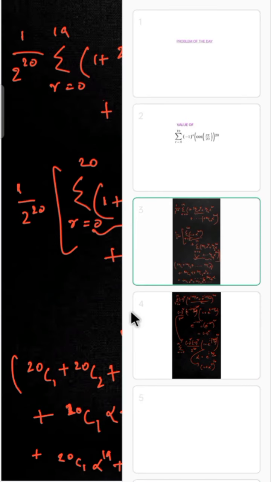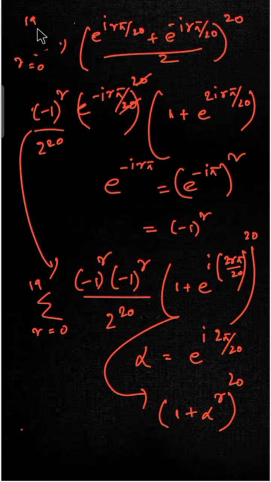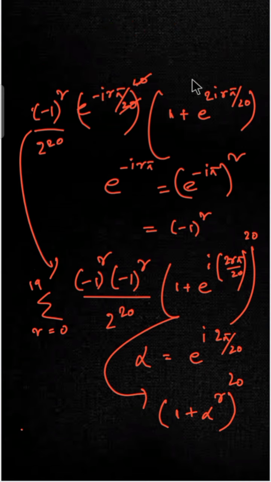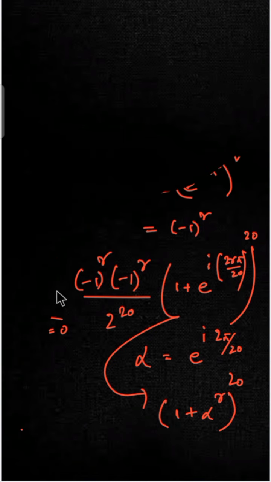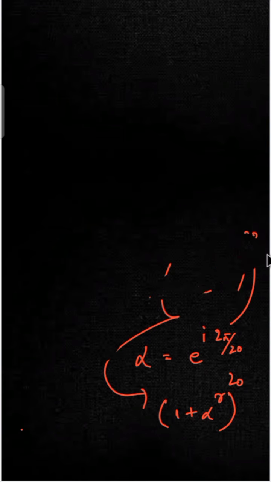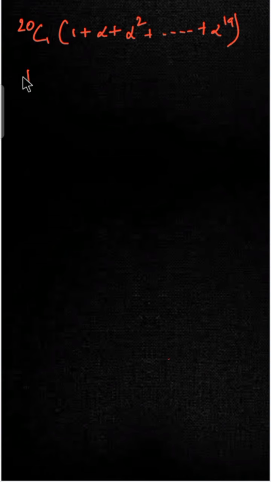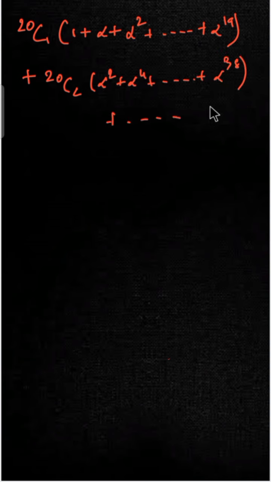So moving to the next page. Here you can check, take 20C1 common, you get 1 plus alpha, and then alpha square plus so on alpha power 19. And then you come to 20C2, you get alpha square plus alpha power 4 plus so on plus alpha power 38. So this goes on for every term.